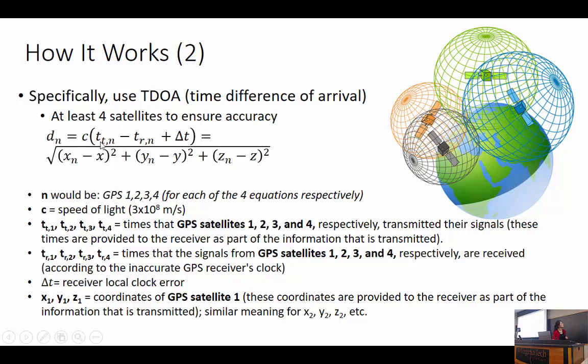That time of travel is essentially the difference between the transmission time of that particular signal and the receiving time recorded at the receiver, plus this delta t, which is the receiver's local clock error, because the receiver's local clock can have drift, so it can have a significant error. So we will also need to correct that.